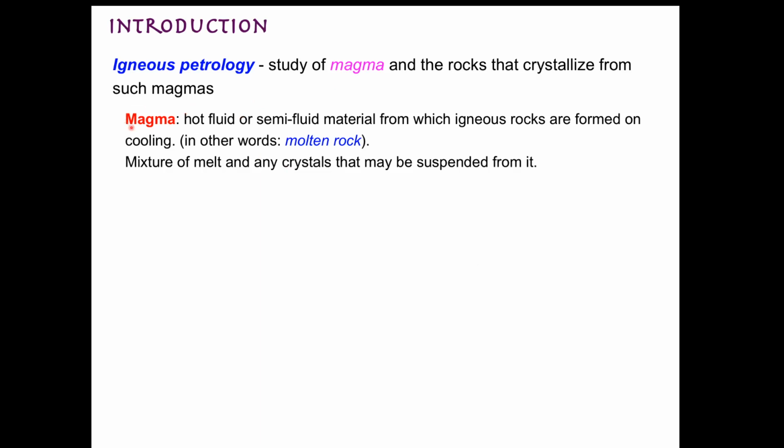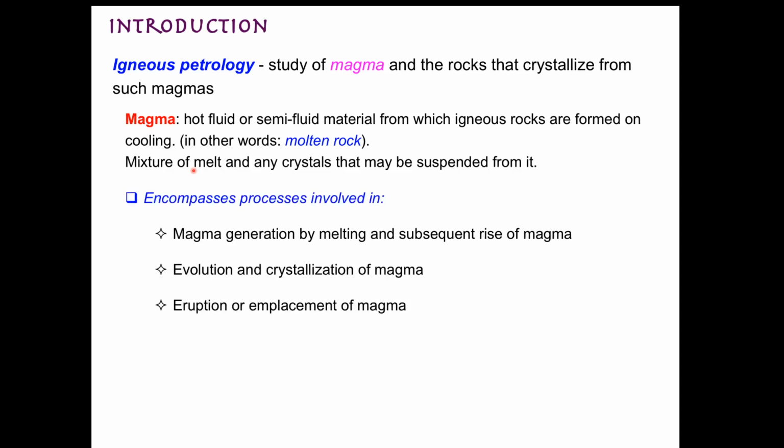Now the question is, what is a magma? I have defined it: magma is defined as the hot fluid or semi-fluid material from which igneous rocks are formed on cooling. In other words, it is the molten rock. It is basically a mixture, a mixture of the melt and the crystals that crystallize from it and are suspended in it. As long as all the liquid has not crystallized to complete solid, anything in between, from complete liquid to a mixture of liquid and solid, is called a magma.